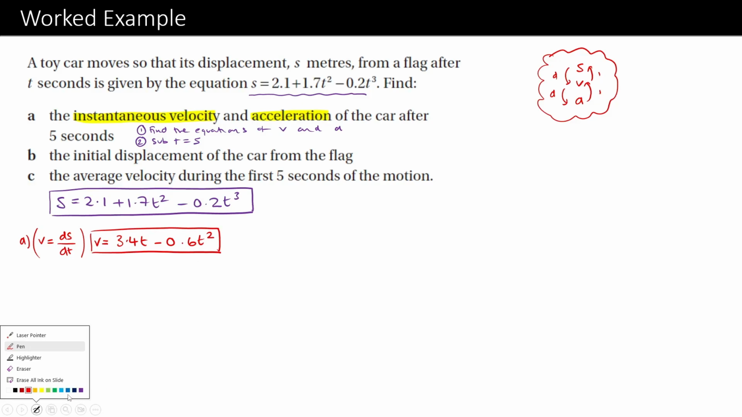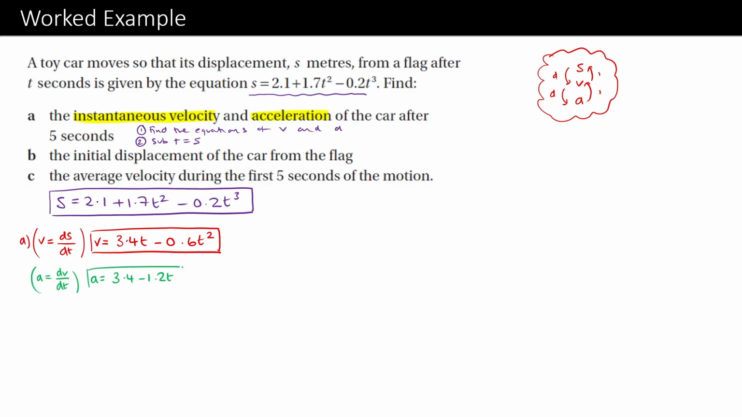Then the next thing I need to do is work out the formula for a, and a is equal to dv over dt. So if I differentiate that red box, I'm going to get a equals 3.4 minus 1.2 t.